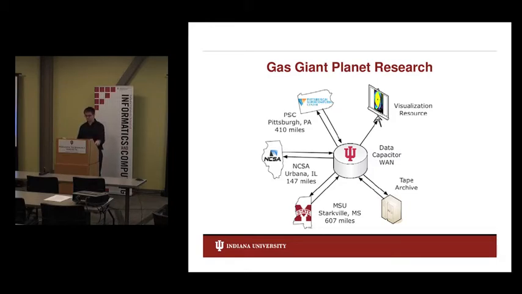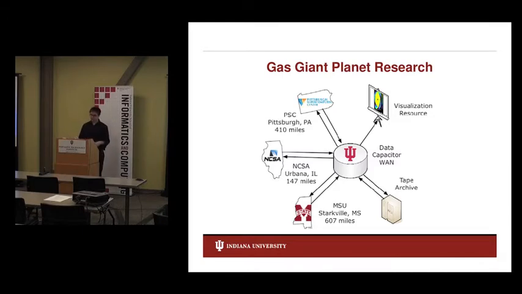PSC. NCSA, the National Center for Supercomputing Applications, also has an Altix 4700 SMP machine, so he can run his simulation there too, also using his data on DC WAN. So he runs the simulations at these sites.